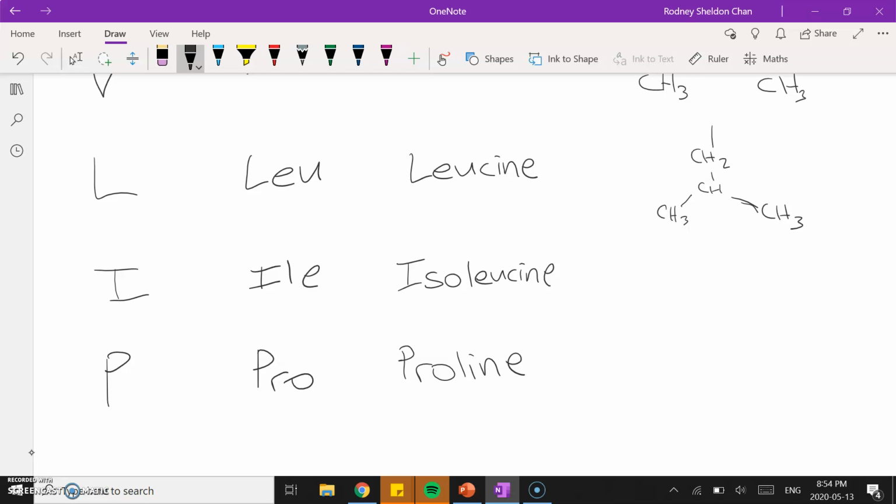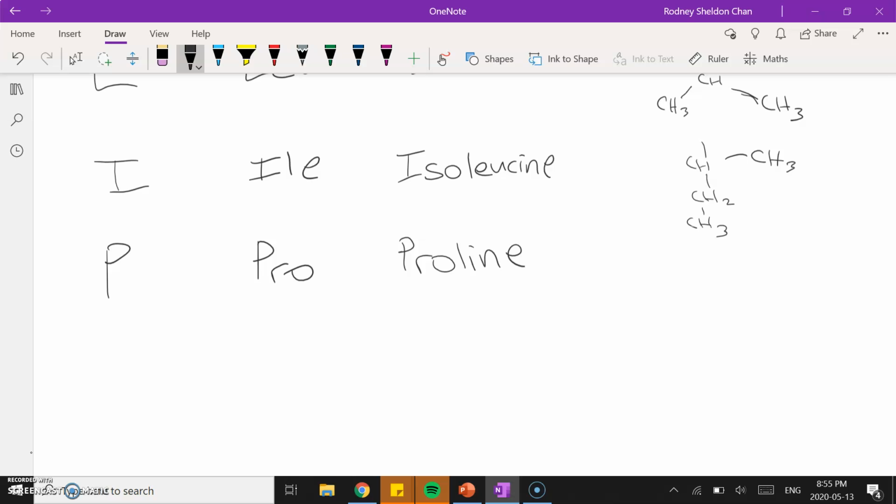Isoleucine is actually just an isomer of leucine. So look at the name, easy. What you do is you take this CH3 here and you move it up to here. So instead it becomes CH binds to CH3, and then binds to CH2, which is this one, and then binds to CH3.